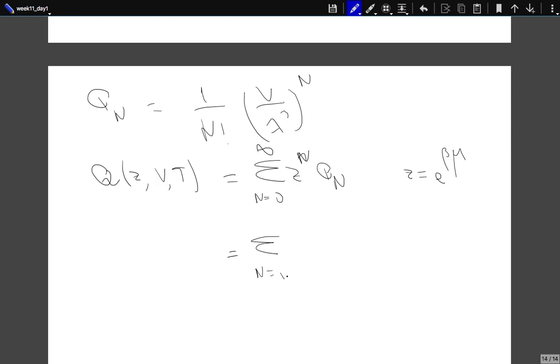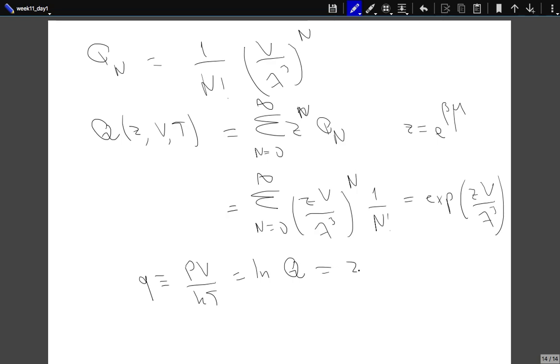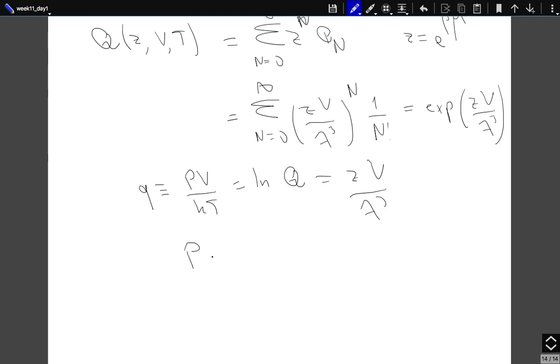And this is the sum over n from 0 to infinity of z times V over lambda cubed, to the n, times 1 over n factorial. And the potential, which was PV over KT, is the logarithm of the grand partition function. Now this is, by the way, the exponential of zV over lambda cubed. This is just zV over lambda cubed. Or the pressure, if you like, zKT over lambda cubed.